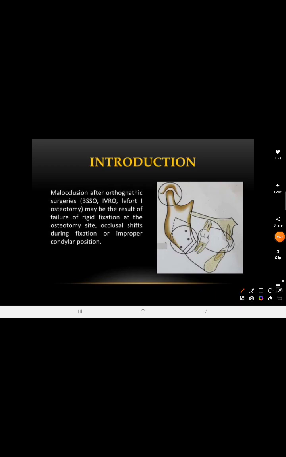Malocclusion after orthognathic surgeries like BSSO, IVRO, Le Fort 1 osteotomy may be the result of failure of rigid fixation at the osteotomy site, occlusal shift during fixation, or improper condylar position. So these are the three main factors why we see malocclusion after orthognathic surgeries. The first reason can be a failure in the rigid fixation method at the osteotomy site. There can be a shift in the occlusion after fixation, or there can be improper condylar position.